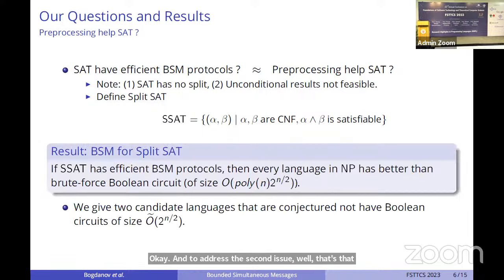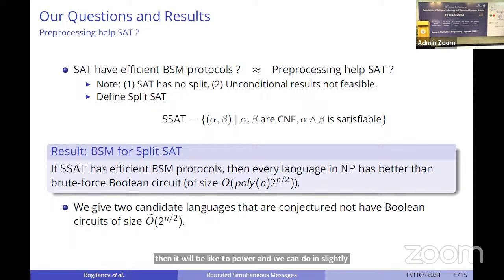We don't have an unconditional result. We just have the following conditional statement. What it says is, if split SAT has efficient BSM protocols, then every language in NP can be computed by a better than brute force circuit. A brute force circuit, with input length n, would be of size 2 power n. You can do slightly better, like 2 power n over 2.